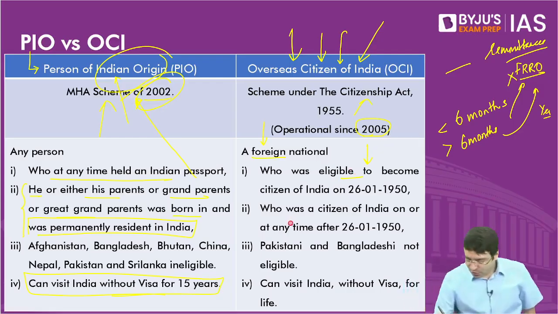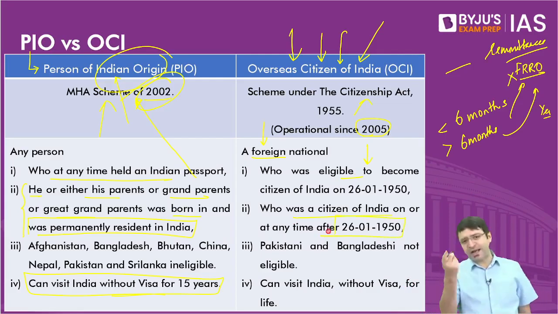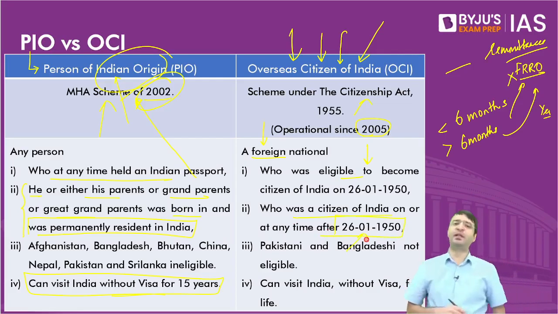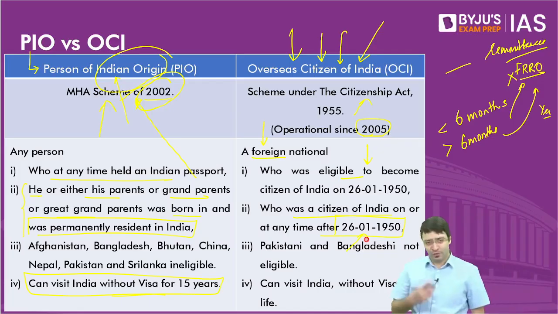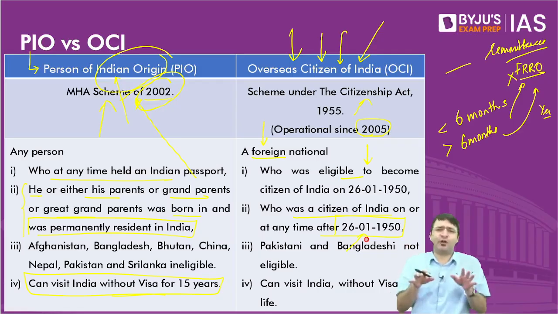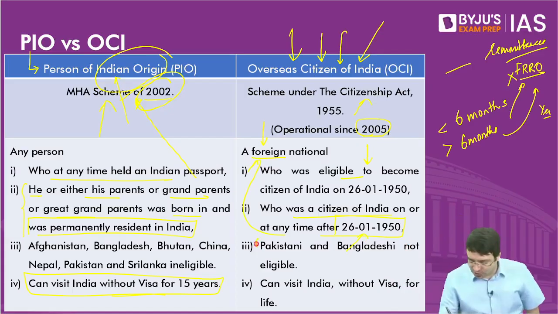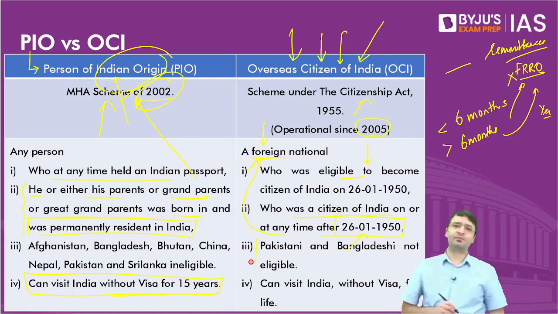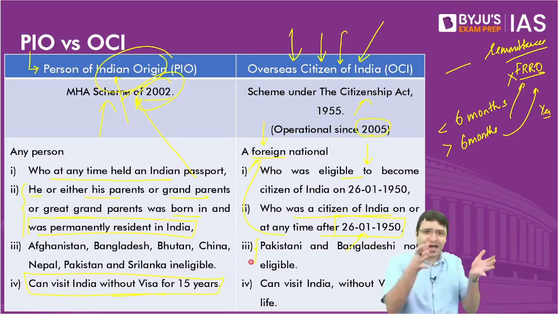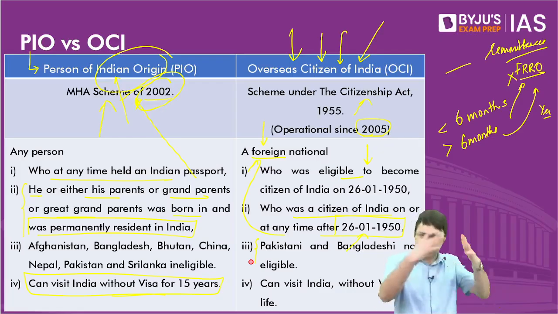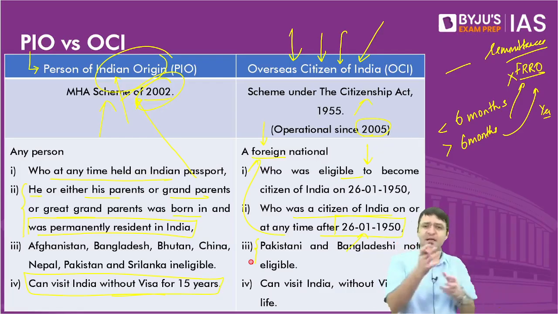Or you were a citizen of India on or at any time after 26 January 1950. You were a citizen either on 26 January 1950 or after that as well. But right now you are not a citizen of India. You are a foreign national. But you are not from Pakistan or Bangladesh. Because Pakistan and Bangladesh were an undivided India. It was part of a single country. Pakistan, Bangladesh, India, it was part of one country, India.